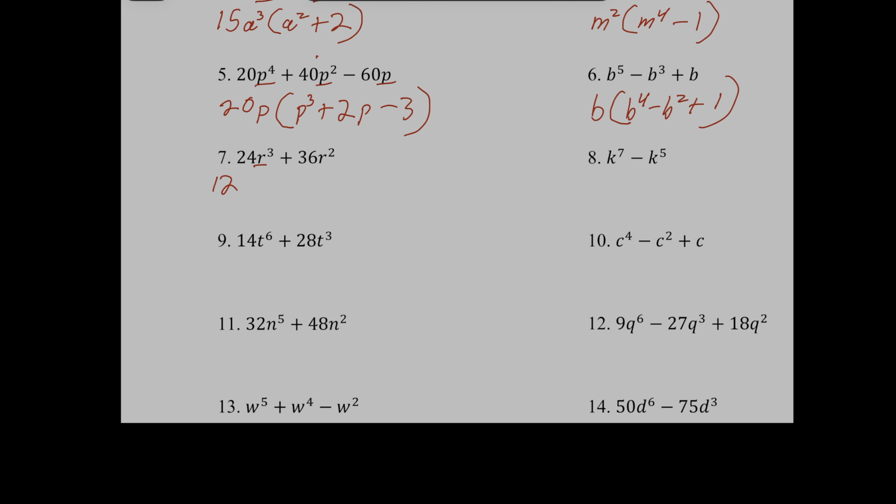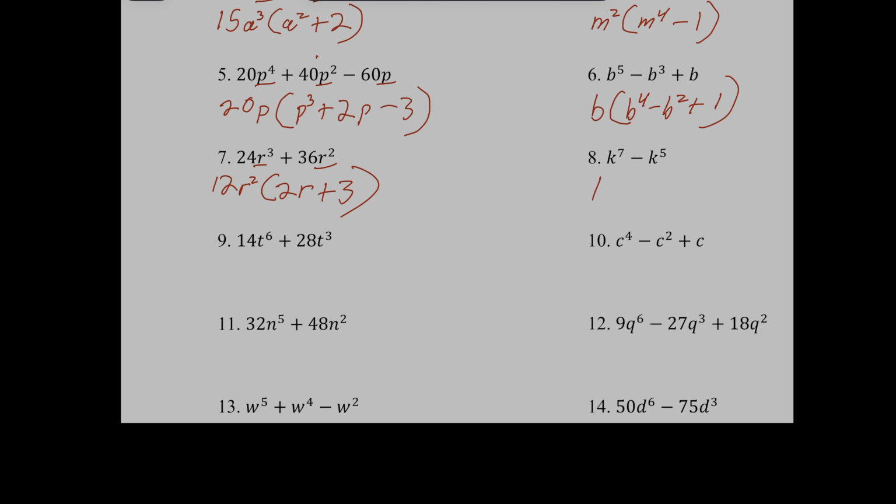Now let's look at the letters. I have 3, I have 2. I'm going to pull out 2. What's left over? 2 is the number, because I divide. I have 3 R's, I pull out 2. I'm just left with an R. Put a plus in the middle. 36 divided by 12 is 3. All my R's are taken out. I am done.